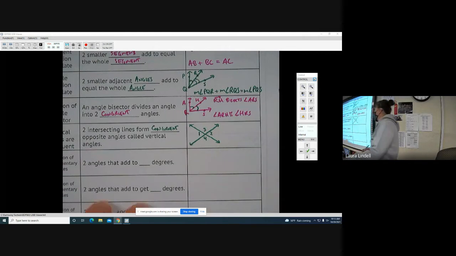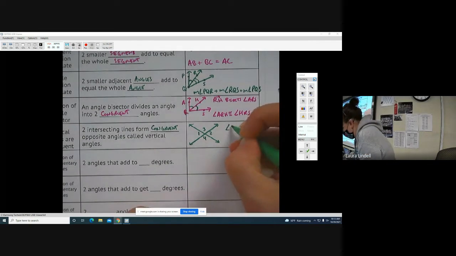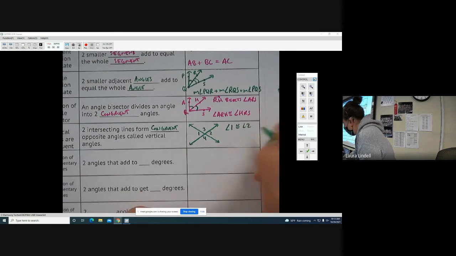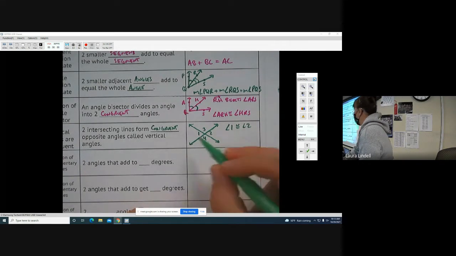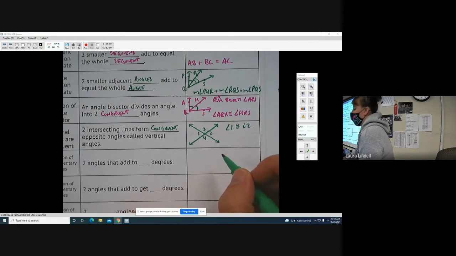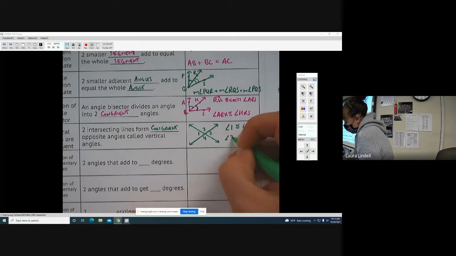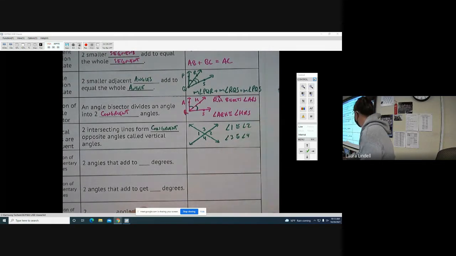So if we see a picture like this, what's one pair of vertical angles in the picture? Yeah, 2 and 1. So we might see angle 1 is congruent to angle 2, and our reason for that would be vertical angles are congruent, or vertical angles theorem. What's the other pair? 3 and 4. So we could also see angle 3 congruent to angle 4 for the same reason.